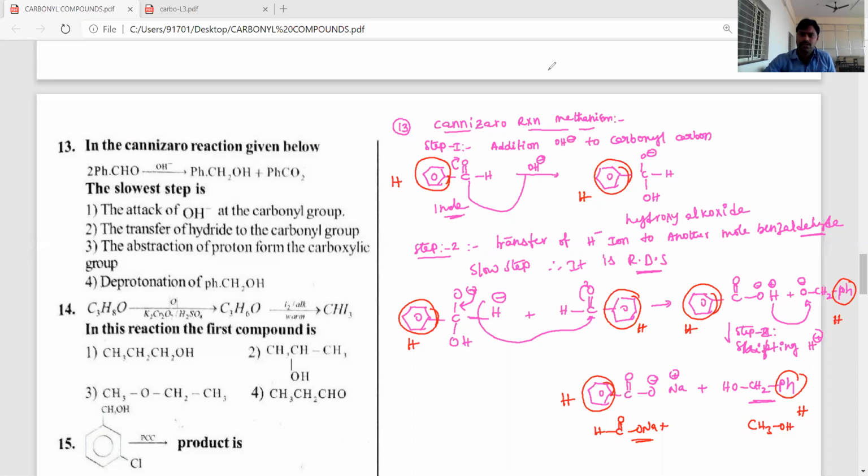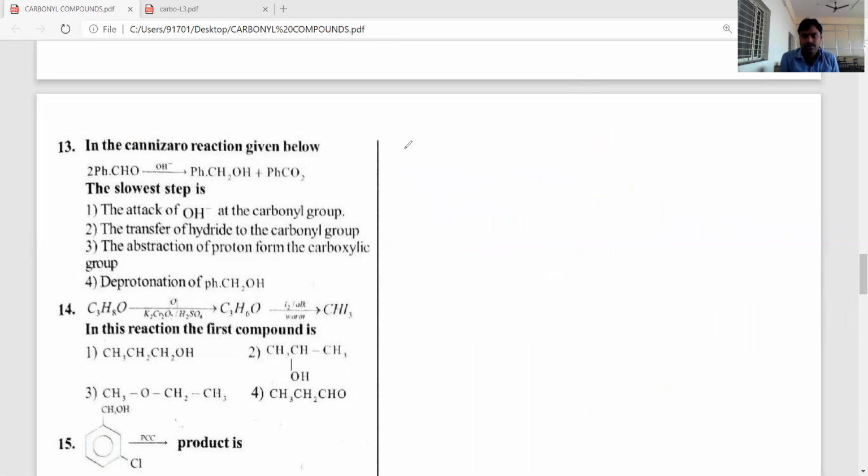Cannizzaro reaction is an example of a redox reaction. Okay, students, let's see the next question. 14th question. It's very easy. C3H8O is one compound. On oxidation it produces C3H6O. C3H6O is treated with iodine in the presence of base, which means it gives CHI3. Among the three carbon atoms, one carbon is converted into CHI3, and the other two carbons are converted into CH3, C double bond O. Where base means you have to use sodium hydroxide, then the sodium salt of the carboxylic acid will be obtained. This is nothing but the haloform test.